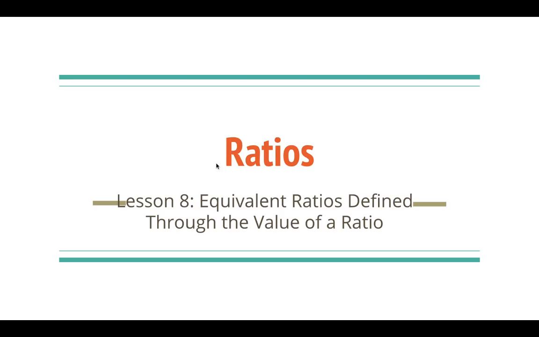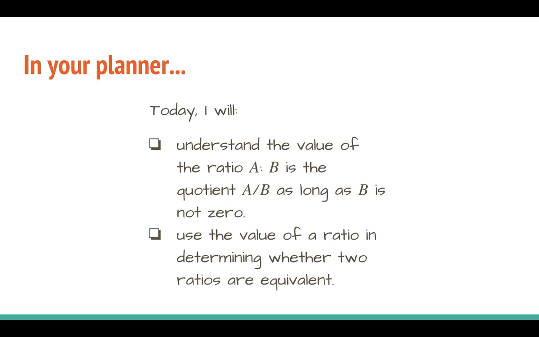Hey guys, today we are learning about equivalent ratios defined through the value of a ratio. So this is lesson 8. Today I will understand the value of the ratio A to B is the quotient A over B as long as B is not 0. So your denominator cannot be a 0. Use the value of a ratio in determining whether two ratios are equivalent.